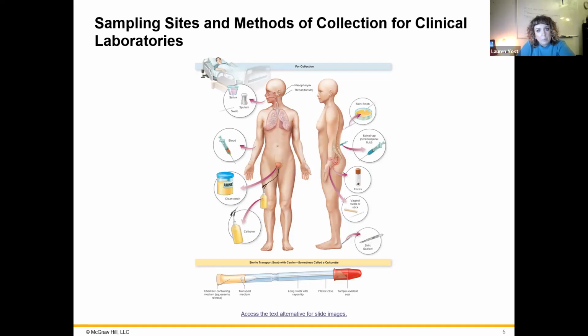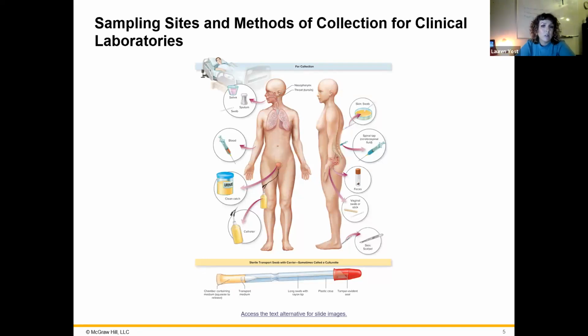So here are some sampling sites on the human body where we would obtain our samples for all the different tests we're going to be talking about. You can see there's a variety, and most of these are quite familiar to you. Blood samples, urine samples, stool samples, and basically anytime you're getting a swab type specimen, you might want to put it in a specific transport type medium.